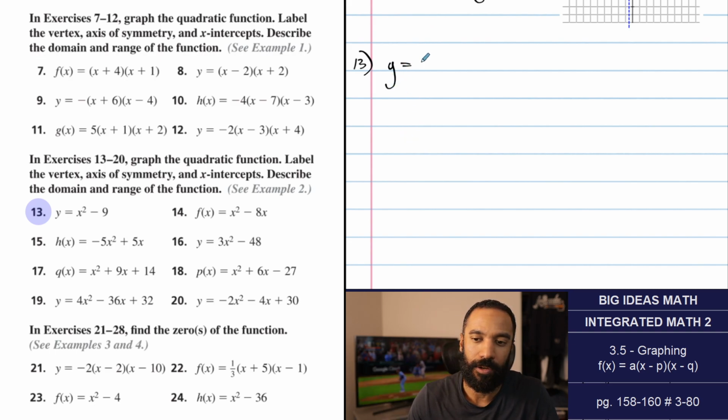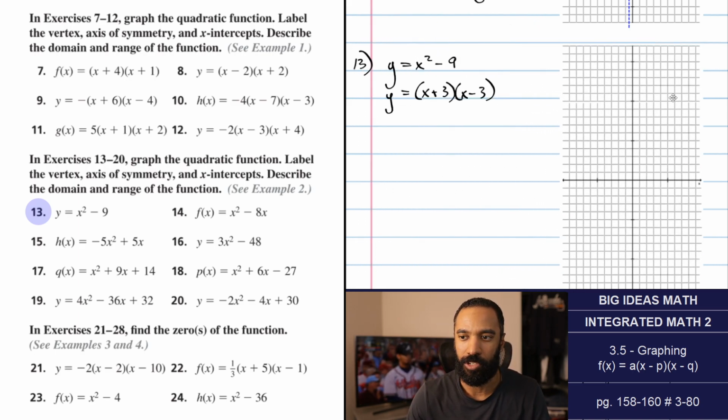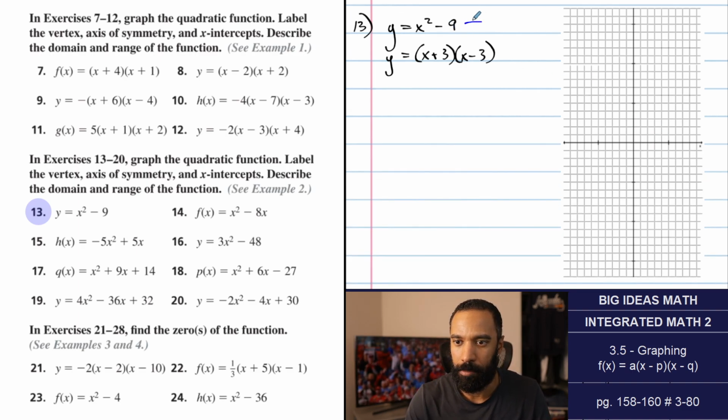So number 13, y equals x squared minus 9. Now this is a difference of two squares, so this does factor into x plus 3 times x minus 3. That's my factored form, or my intercept form, where I can get my intercepts out of. Now, keep in mind, negative 9 is the y-intercept, so I am going to go ahead and plot that. This is the y-intercept. I want that, so I'm going to plot that as a point.